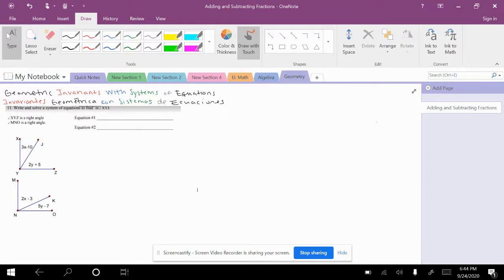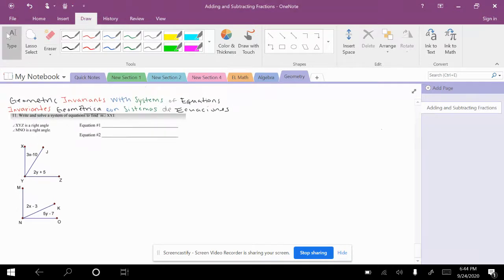Angle XYZ is a right angle. I can draw a box in the corner because this represents 90 degrees. Ángulo XYZ es un right angle. Este significa 90 grados y por eso puedo dibujar una caja en la esquina.